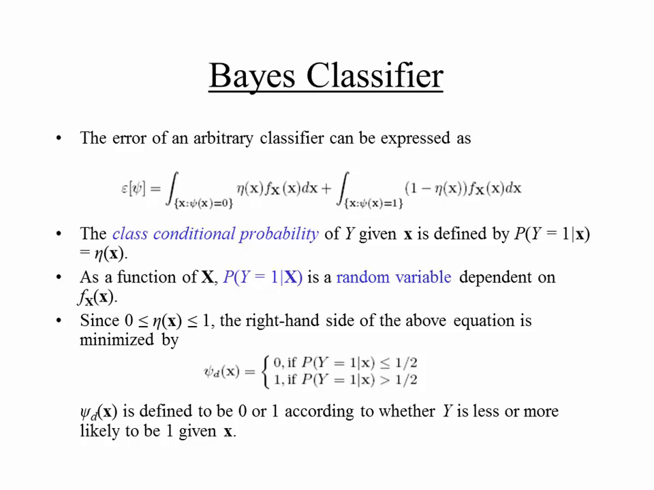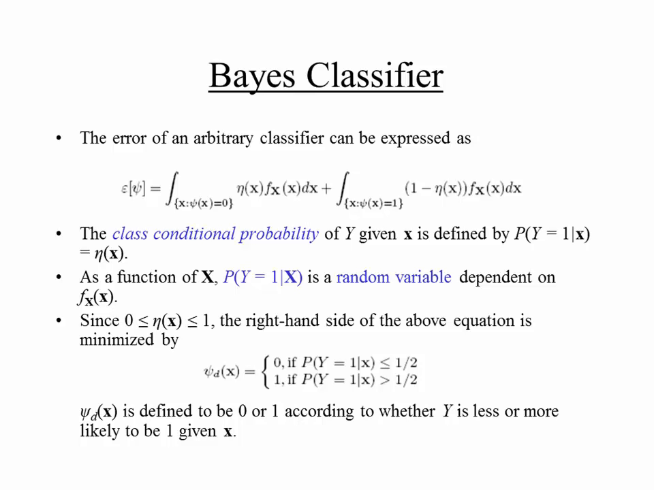So really, whether you choose one integral or the other will depend on the value of eta of x. If eta of x is less than 1/2, I'm better off if for those values of x this integral is picked up, because in that case eta of x is going to be less than 1 minus eta of x. If eta of x is greater than 1/2, I would like those cases to be picked up in the second integral.